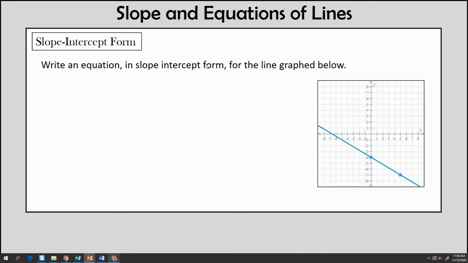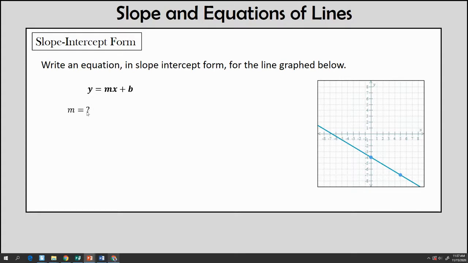What if they give us a graph and ask us to write it in slope-intercept form? Well, this is essentially giving us 2 points and saying write it in slope-intercept form. It's really the same as the last problem, but now they do it graphically. So again, what do we need to know to be able to write the equation in slope-intercept form? I got to know the slope. I got to know the y-intercept.